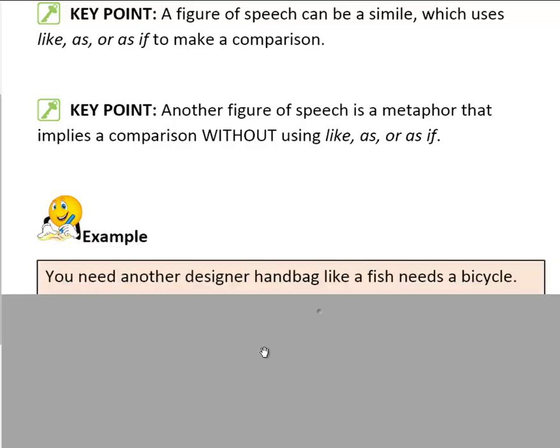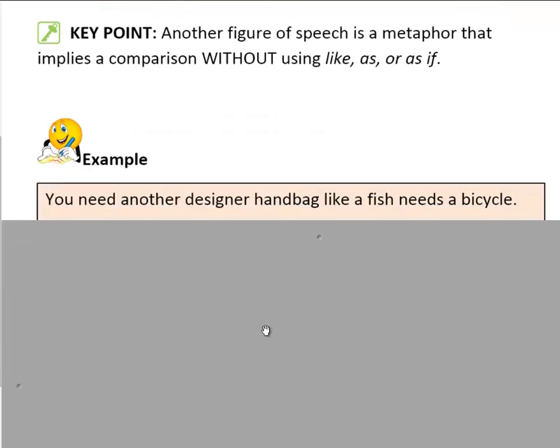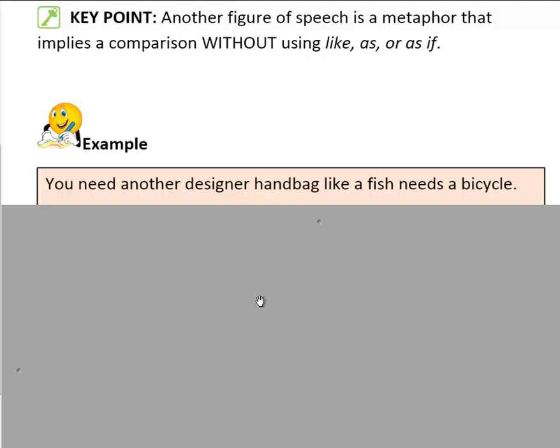Let's take a look at a couple of examples of similes and metaphors. You need another designer handbag like a fish needs a bicycle is a sentence that uses a simile. A fish has absolutely no use for a bicycle, and apparently this person already has enough designer handbags and therefore does not need another one.